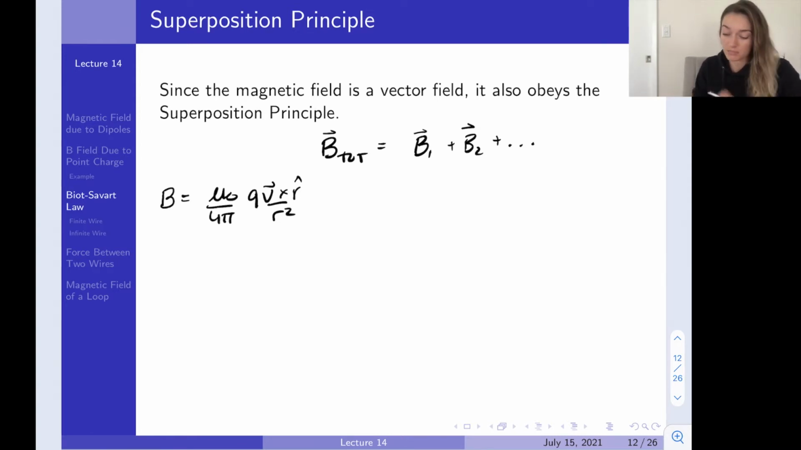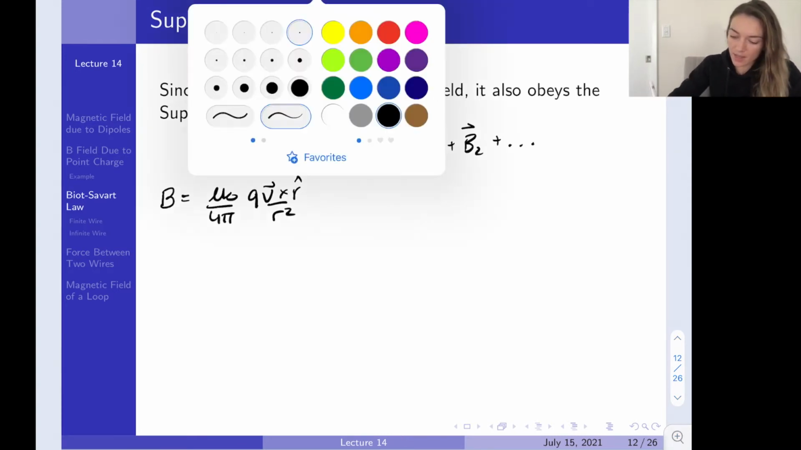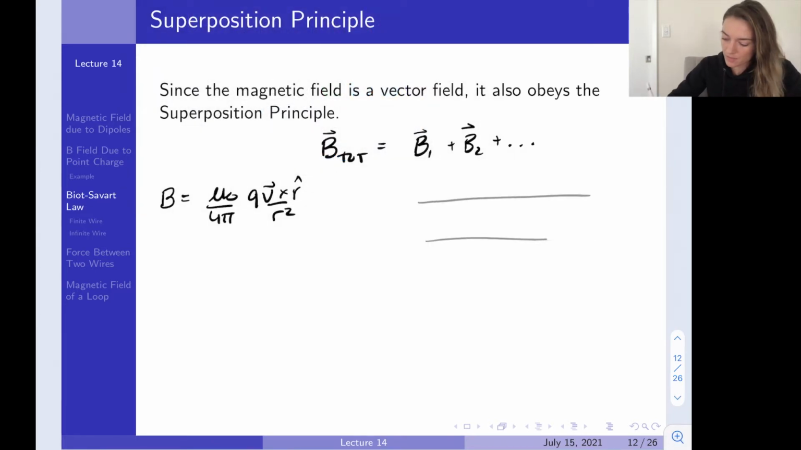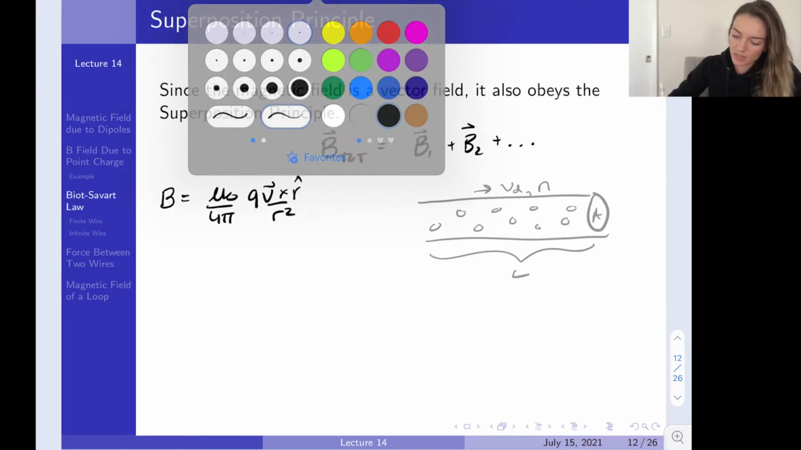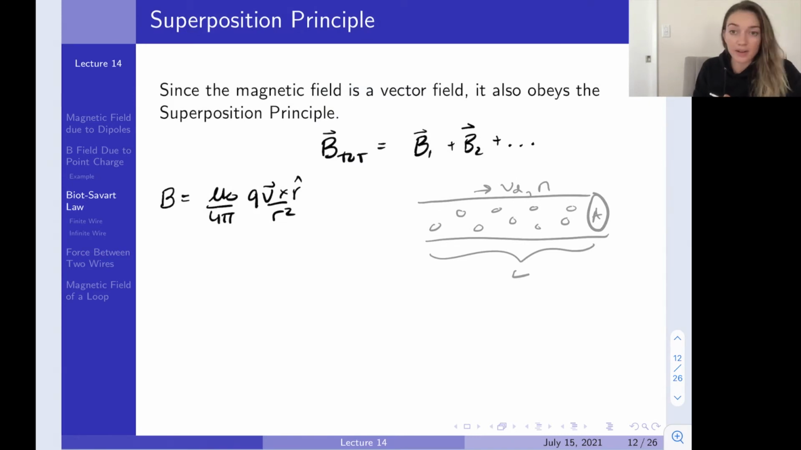since current is just a bunch of charges together. So if I have a current carrying wire, let's say it has some cross-sectional area A, it has some length L, and we have some charges in here, and they're moving with drift velocity Vd. And they've got some density n. And this is our cross-sectional area here. So just our usual current carrying wire there.